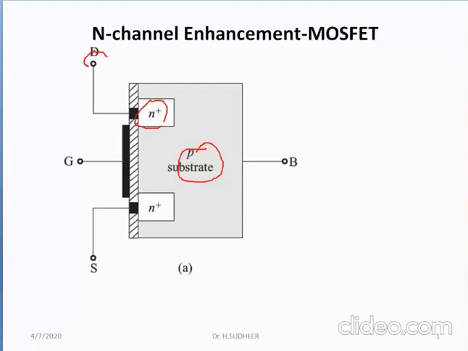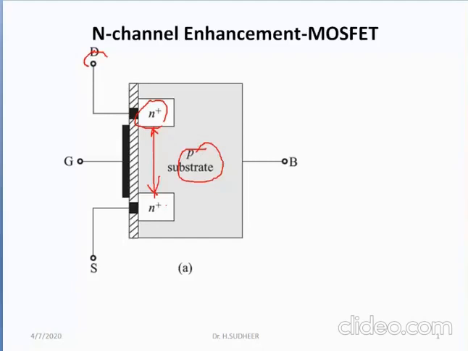The major difference is that initially there is no channel established between the two N-type regions in enhancement MOSFET. This is the major difference between depletion MOSFET and enhancement MOSFET. In depletion MOSFET, initially there is an N-type channel established between drain and source. In enhancement MOSFET, there is no initial channel.